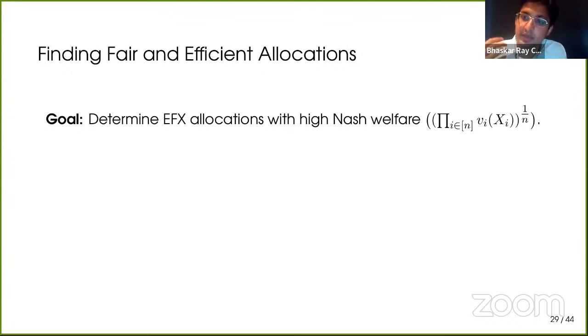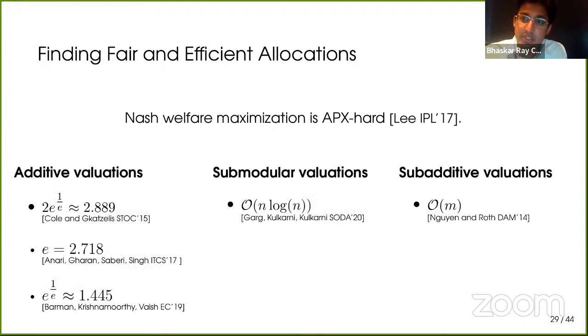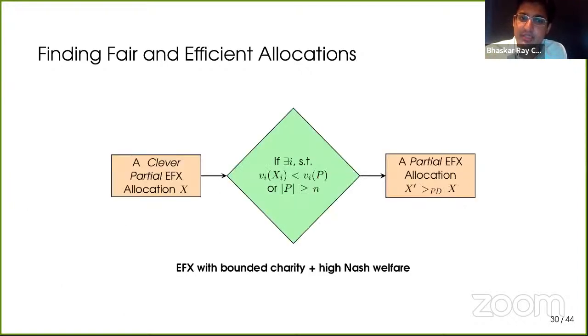So now our goal is to find EFX allocations with high Nash welfare. And Nash welfare maximization in itself has been extensively studied. This problem is APX hard. And there are constant factor approximations when there are additive valuations, an n log n approximation when there are submodular valuations, and order m when there are subadditive valuations. And what we show is that if you just modify the first step of our algorithm, so our algorithm kickstarts with an arbitrary partial EFX allocation, which is essentially the empty set, because the empty set is trivially partially EFX.